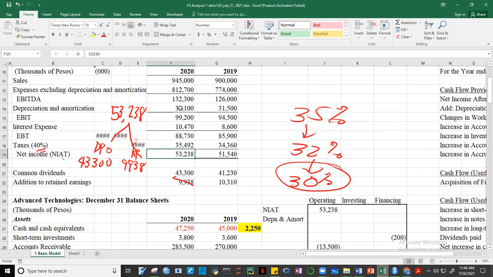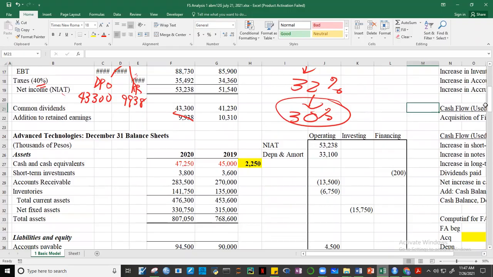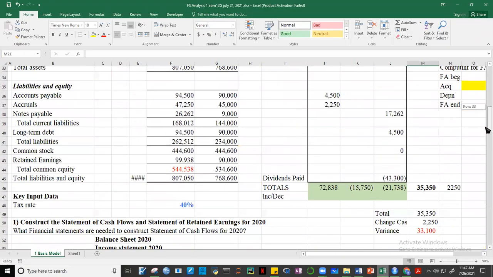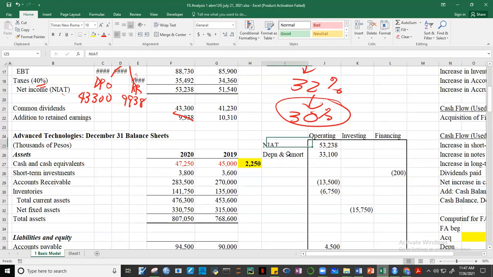Depreciation and amortization are non-cash. Okay, so what do we do with this? We have to add this back, so that's the answer. Okay, those of you who answered yes, they should be added. Okay, guys? So, ang rineraise natin, mali pa rin. Okay, mali pa rin. Pero guys, hindi mali ito.